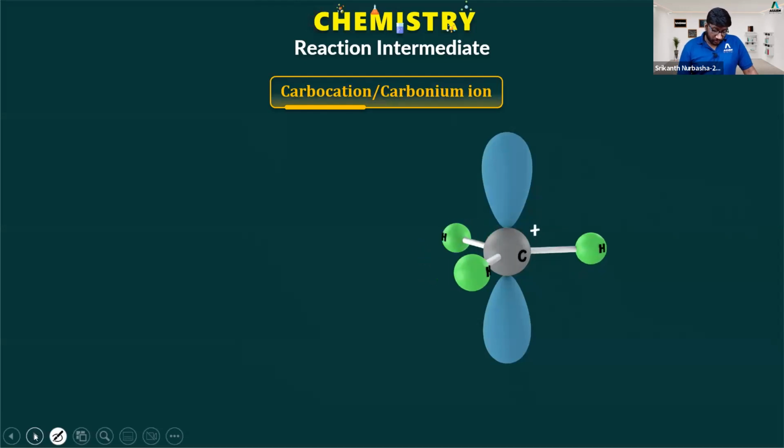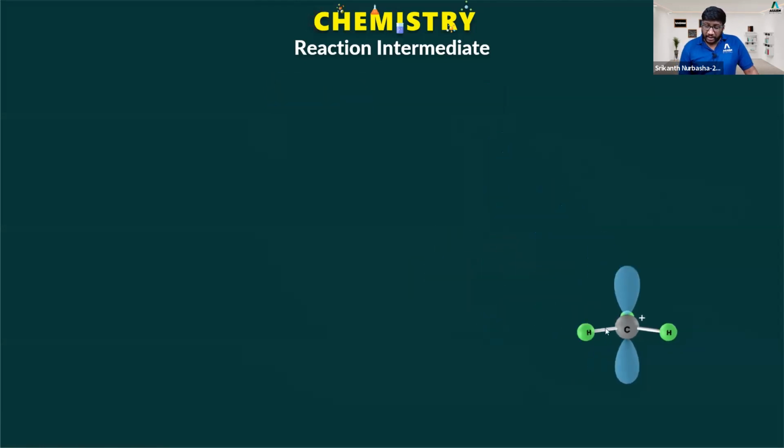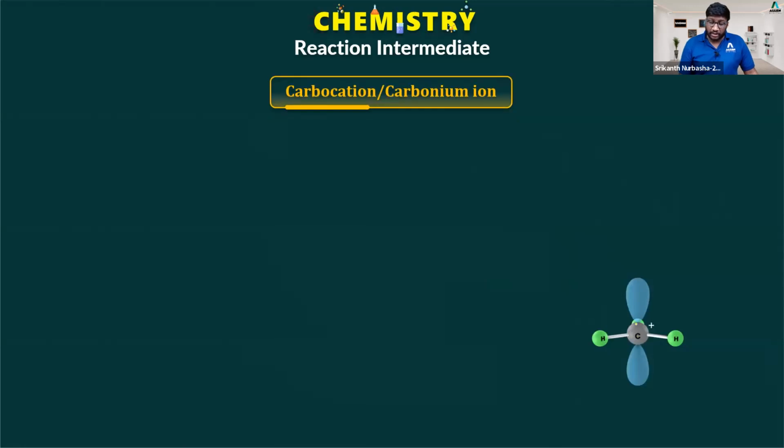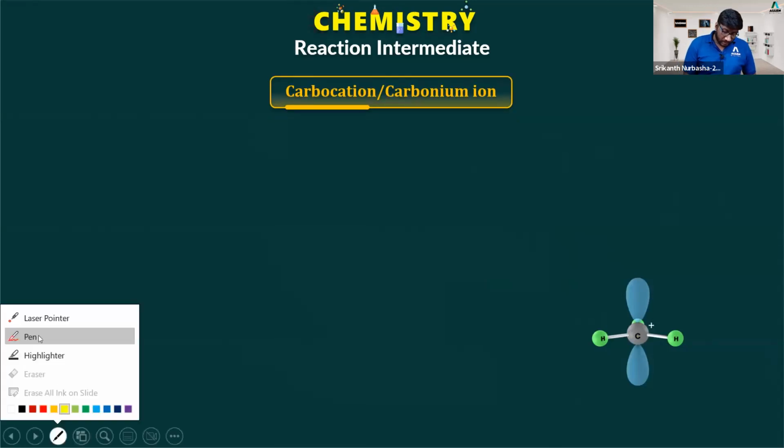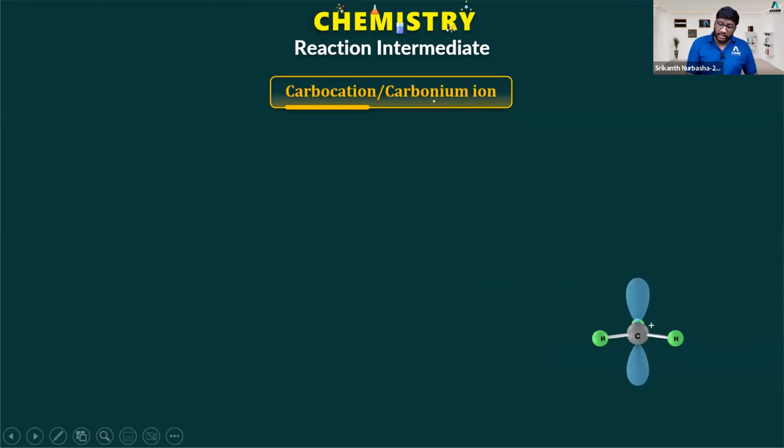Carbocation, or carbonium ion. If you look at this particular carbon, how many electrons does it have around itself? This carbocation has only 6 electrons around itself, so it has a tendency to accept an electron pair. So it is going to act as an electrophile. Since it has only 6 electrons, it will have only sp2 hybridization, trigonal planar.